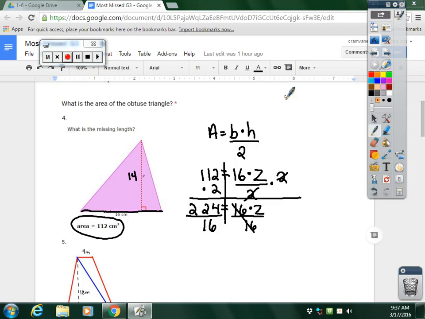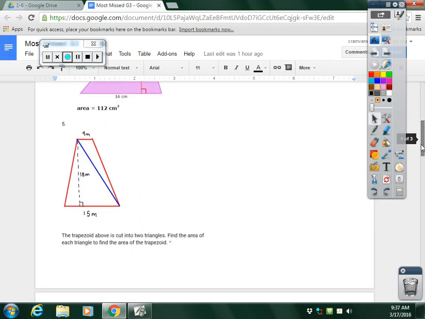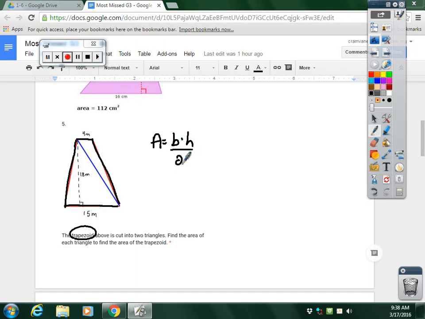Okay? Number 5. I'm not surprised number 5 is the most missed question, one of our most missed questions. I put this on to challenge your thinking. Yesterday's lesson, you learned about area of obtuse and acute triangles. And I gave you last night a trapezoid. Well, if you look at the trapezoid, you have one acute triangle and one obtuse triangle put together to make a trapezoid. So you should have the area formula written down 2 times. Because you have 2 triangles that compose that trapezoid.